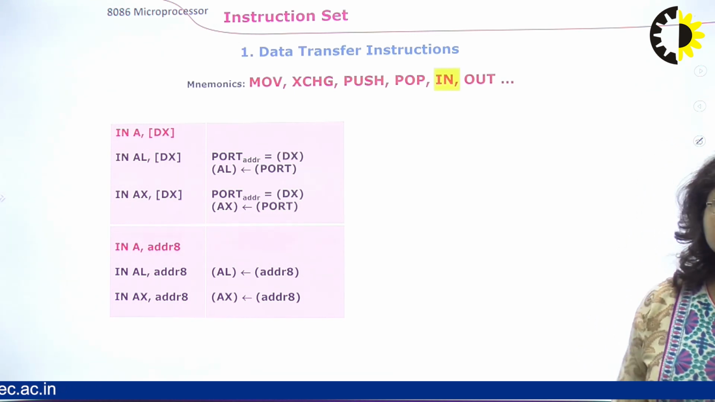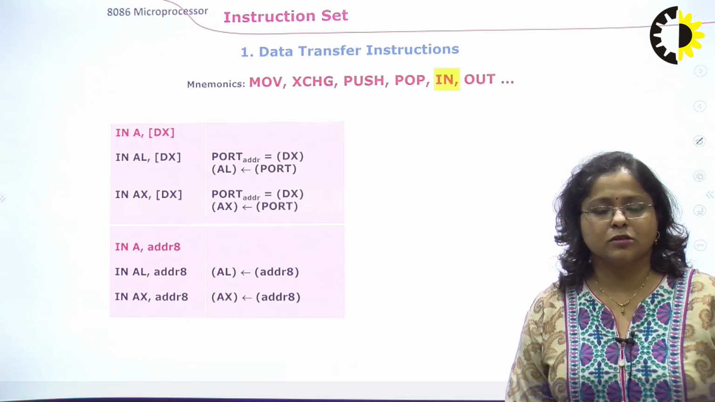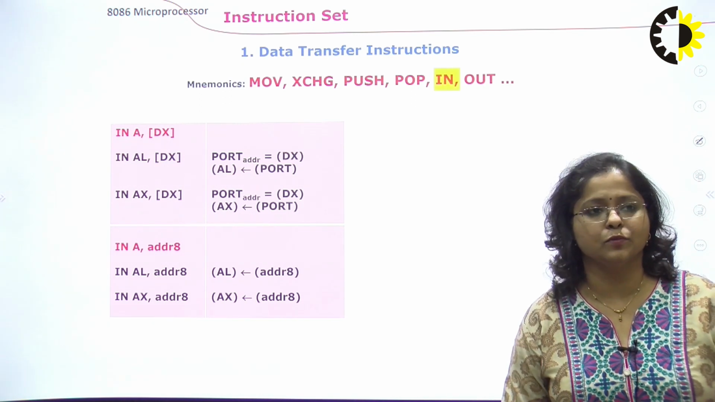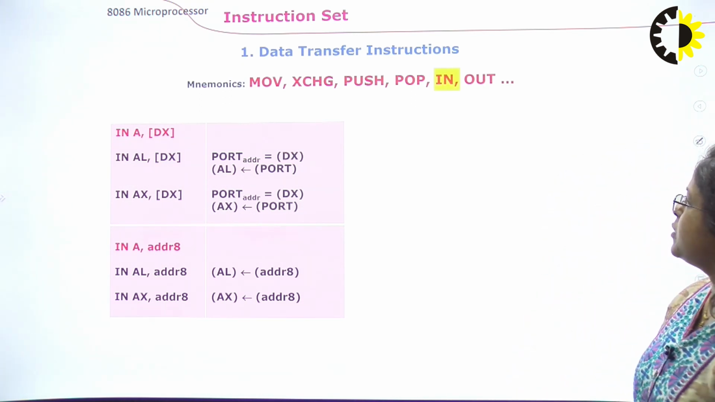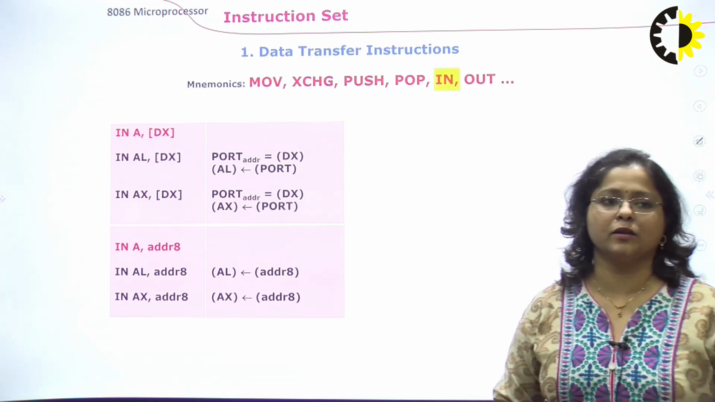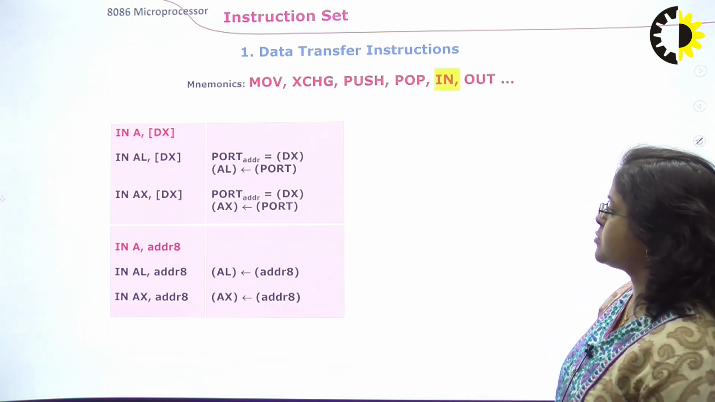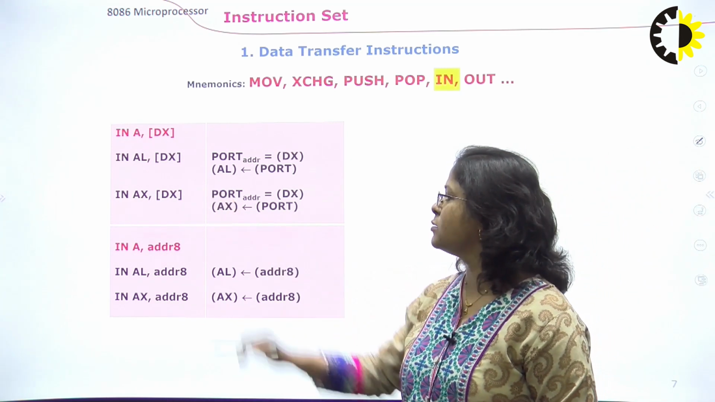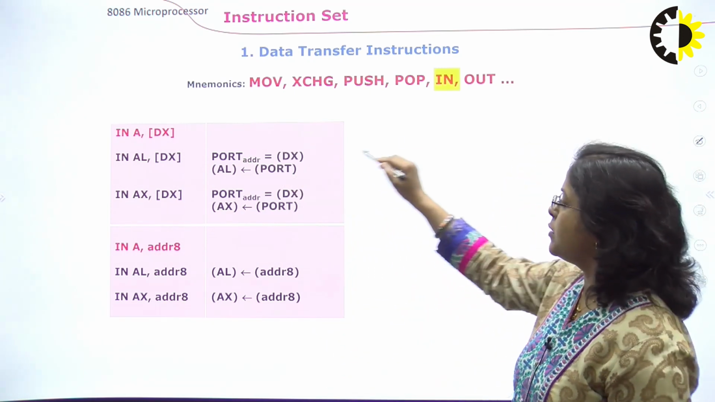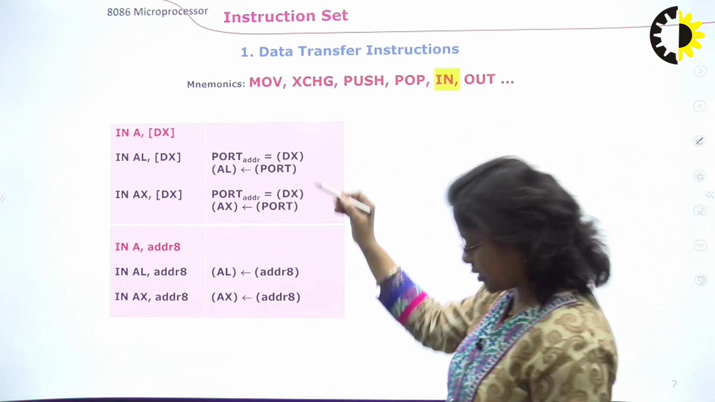Next are the IN and OUT instructions. IN and OUT instructions are used to read or write data into an IO port. IN and OUT are of 2 types, that is direct and indirect addressing. In case of indirect addressing, the port address is specified in the DX register. This is indirect addressing.